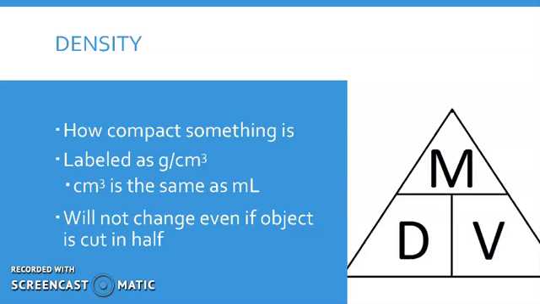It's labeled as grams per centimeters cubed or grams per milliliter. Centimeters cubed is the same as milliliters in values. It will not change even if an object is cut in half. That is something you do want to remember.